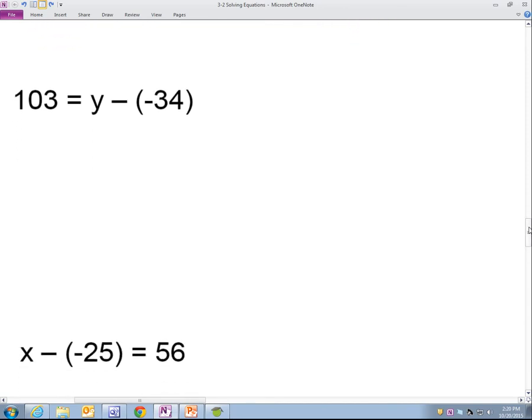Next one. This one here is not simplified. We need to simplify it first. Simplify it first. Okay. So I'm going to simplify this. Remember, this is the negative. Says it's subtraction, so it's keep, change.